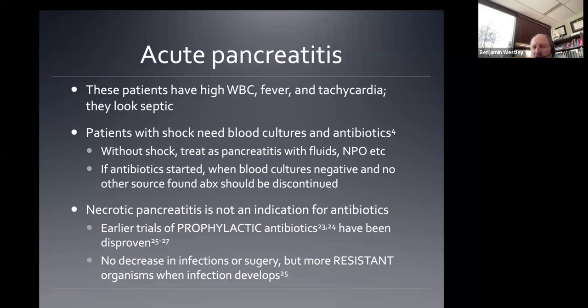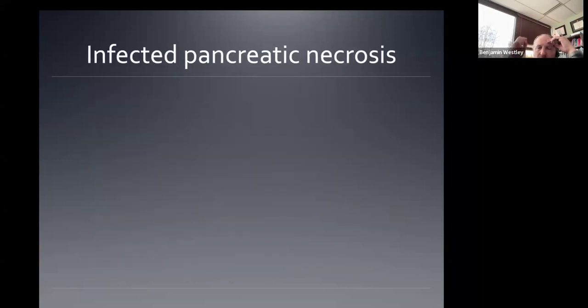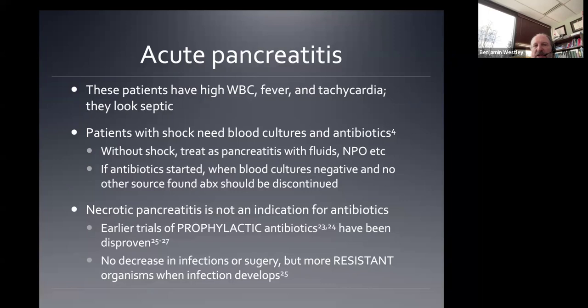So if there was necrotic pancreatitis, like a third of the pancreas, they would give a month of ertapenem to try to prevent infection, and it didn't work because there was no decrease in infection or the need for surgery. But when the people did get infected, they were infected with highly resistant organisms, VRE or yeast or other junk. So the antibiotics really didn't achieve what was hoped and may have made the situation worse. So if there's necrotic pancreatitis, you shouldn't empirically give antibiotics.